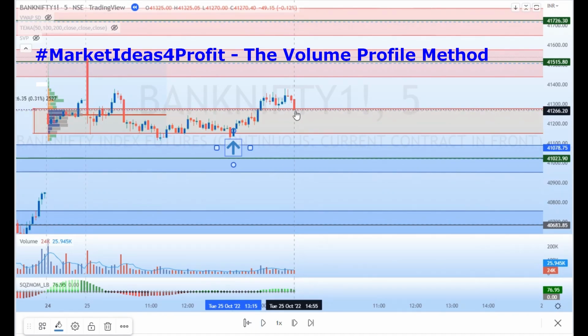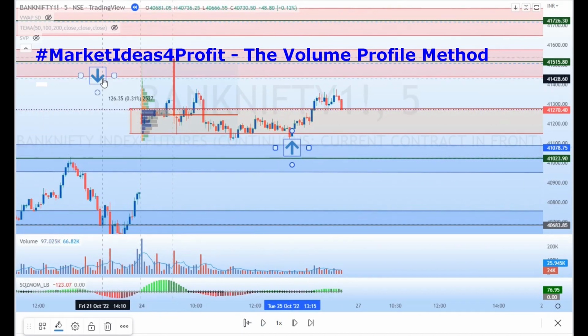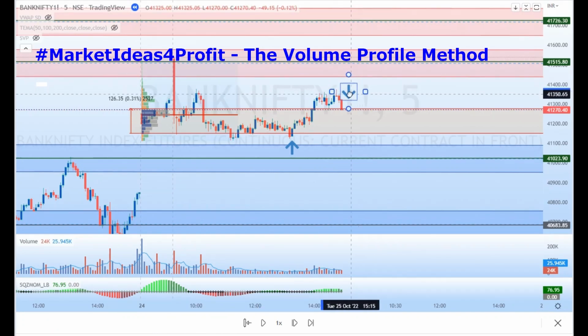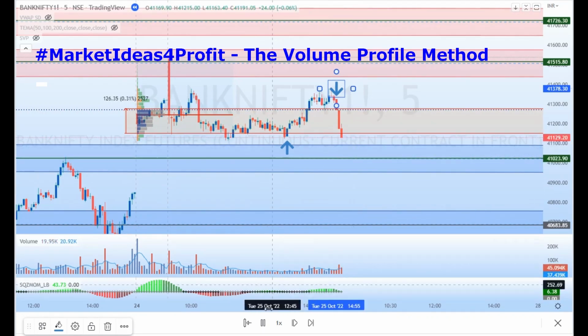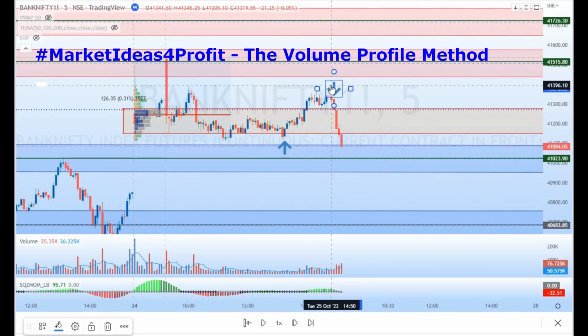Now, because it just closed inside the balance, I would initiate another trade from here and sell the Bank Nifty, targeting the lower part of the value area. Let's see how this goes. In the next 5 minutes we immediately got a beautiful bounce, and in the two candles that followed, we tagged the value area low, which gave us another 120 points in the Bank Nifty.